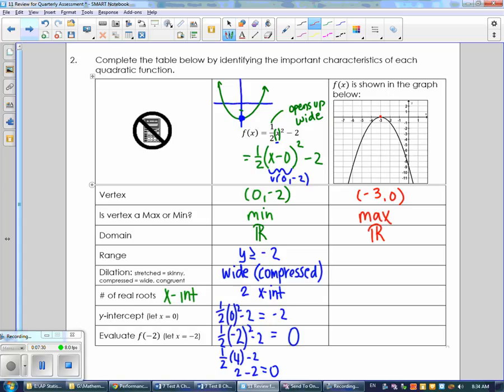And this time, since I have a maximum, I know that my range is going to correspond to all the y values that are less than or equal to whatever that maximum y value is, which is going to correspond to my vertex, which is 0.